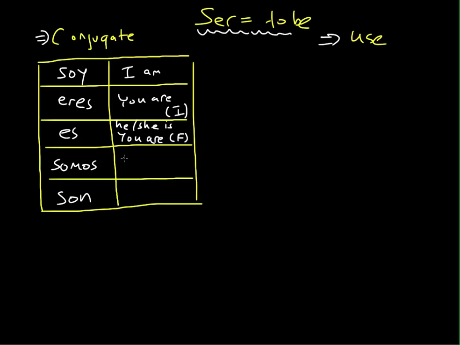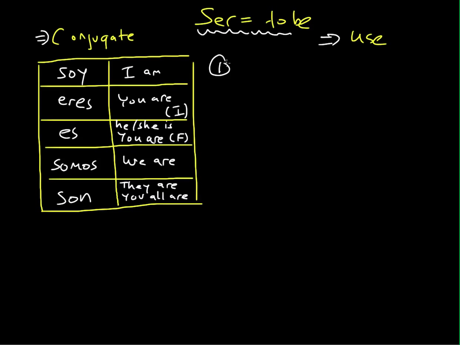Somos means we are, and son can mean two things. They are, or you all are, okay? Now let's look at 5 basic examples.